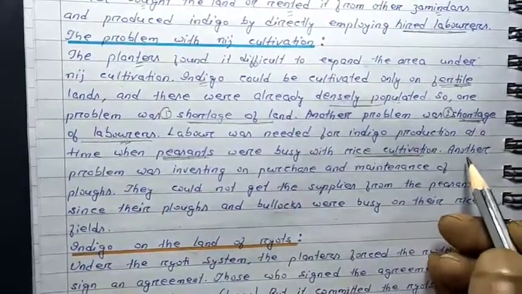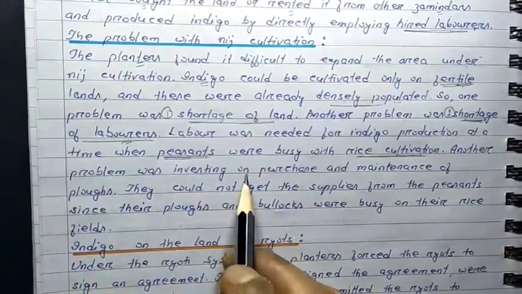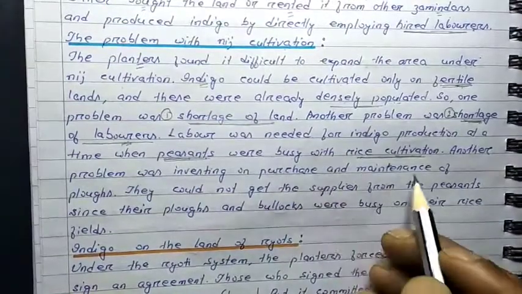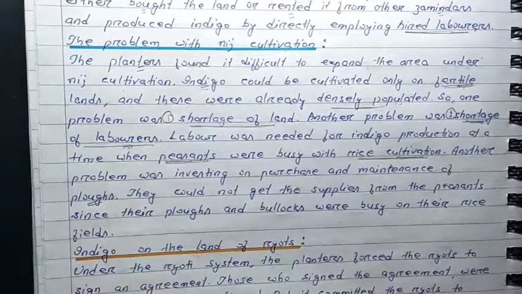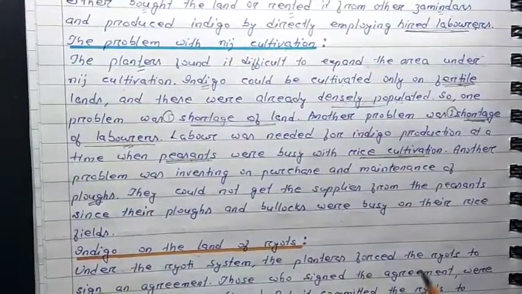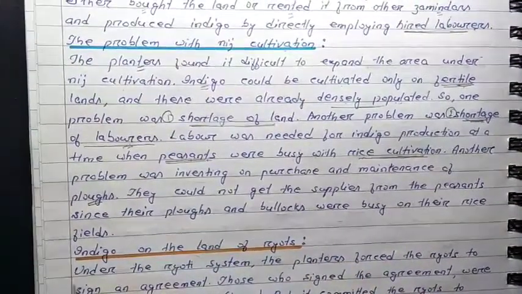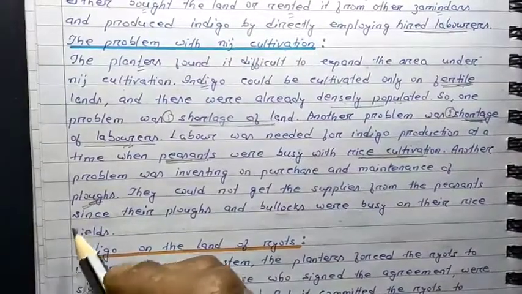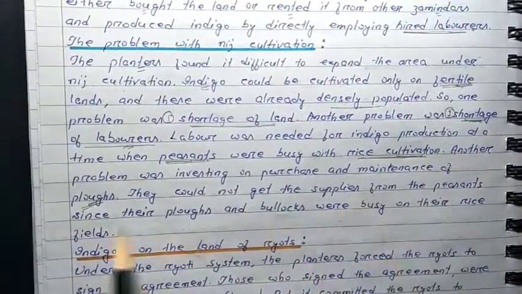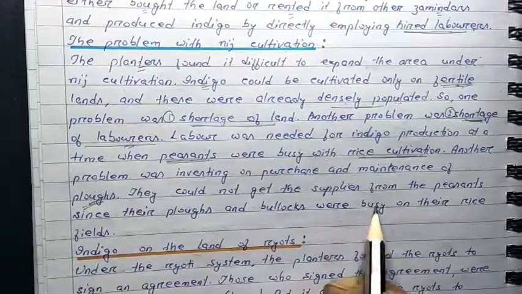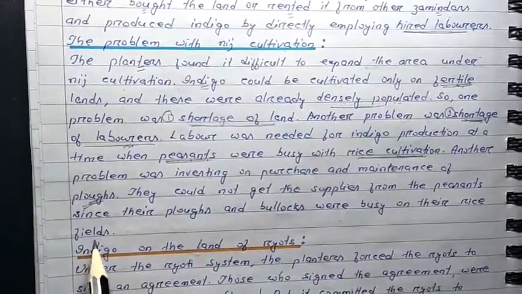The third problem was investing in the purchase and maintenance of plows. During that time, tractors or machineries were not there. Mainly the planters or the cultivators depended on plows and bullocks. They could not get the supplies from the peasants since their plows and bullocks were busy on their rice fields.